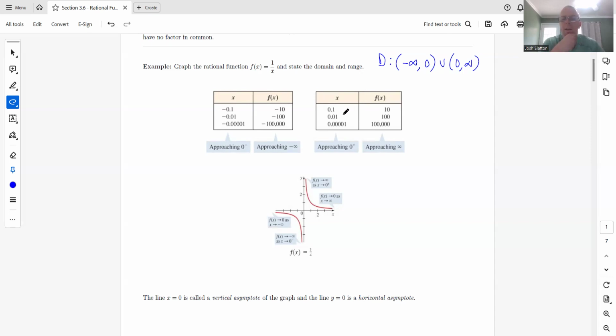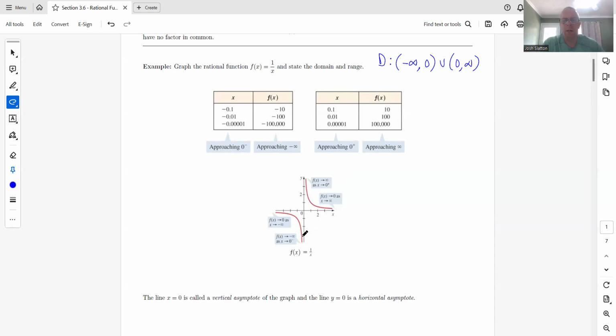And then we can see as we approach 0 from the right side, so we're coming this way along the x-axis, what is happening to the graph? You can see from the table and from the graph, as we get closer to the y-axis on the right side, the function is going up to positive infinity. It is growing without bound. So as we are approaching 0 from the right side, y is approaching positive infinity.